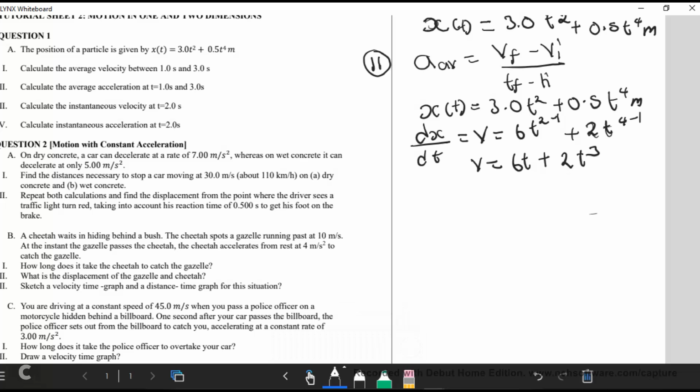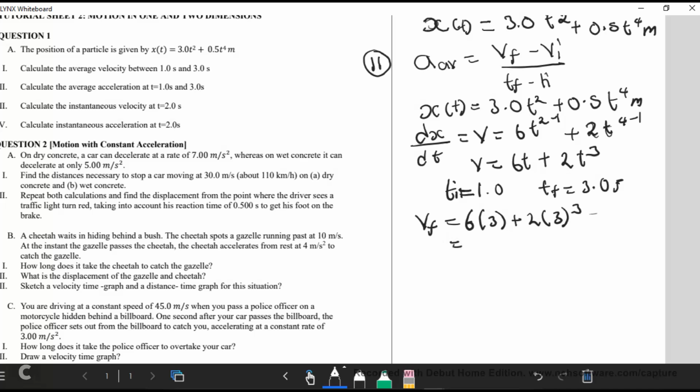So from there now we find the velocity at initial, and the velocity at final. So remember that we have time initial, which is 1 second, then time final, which is 3.0 seconds, like that. So let's replace wherever there's t there. So meaning that for t final we replace with 3. So it will be 6 times 3 there plus 2 times 3 there, right? Cubed, like that.